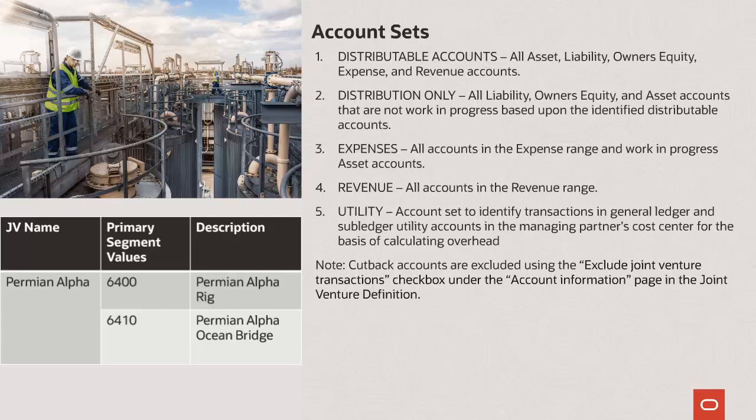Please note that the transactions in the cutback accounts should never be distributed in the joint venture to avoid these kind of transactions getting into a loop. The cutback accounts are excluded using the Exclude Joint Venture Transactions checkbox under the Account Information page in the joint venture definition.